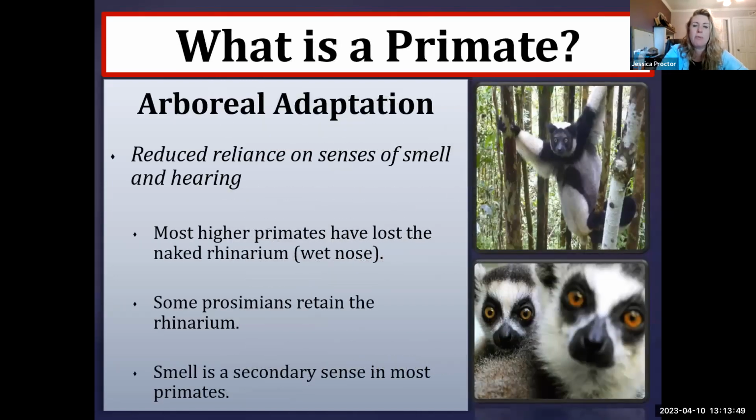All right, so some more on the arboreal adaptation. So we have a reduced reliance on the sense of smell. The only exception is that some of the lower order prosimians will retain a wet nose called the rhinarium. That's exactly like the nose that your dog or cat might have at home. That wet rhinarium indicates that that species has an increased reliance upon smell. So really just the lower order prosimians have this reliance upon smell, as far as the primates go. Smell is going to be a secondary sense, or one that we don't rely directly upon for most primates.